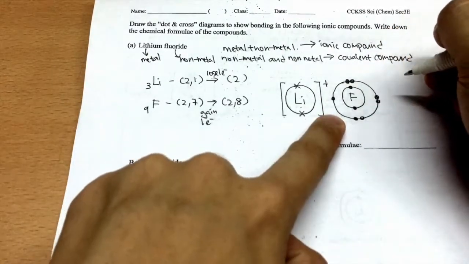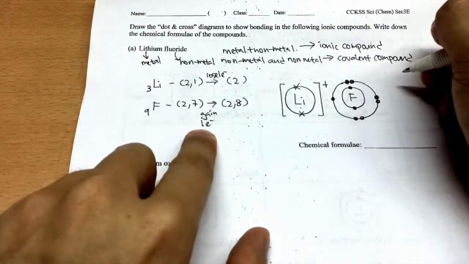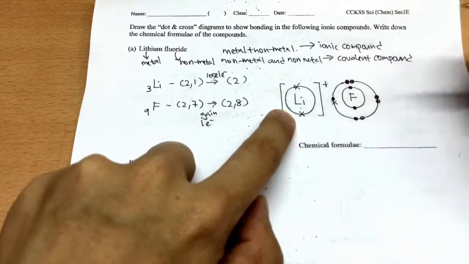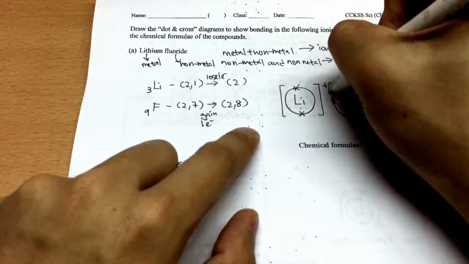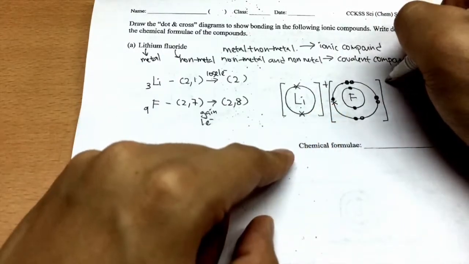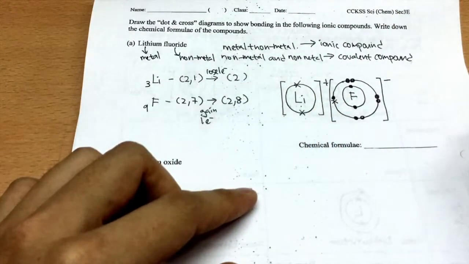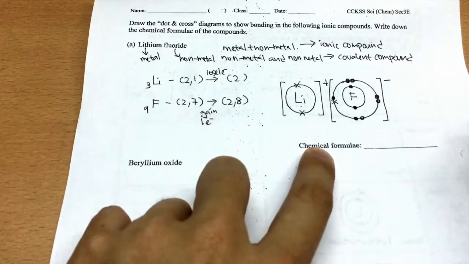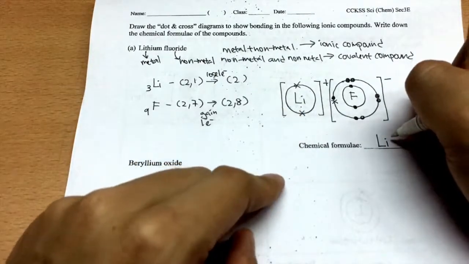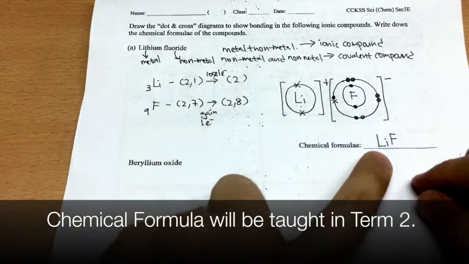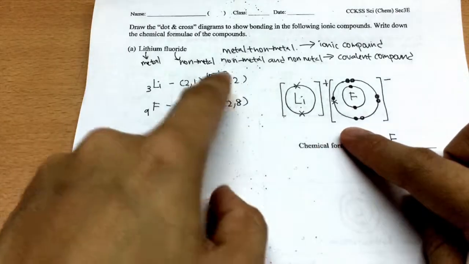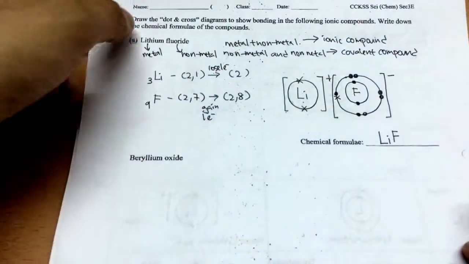In order for it to form a complete octet configuration, it has to gain 1 electron that comes from the lithium. Therefore, we should represent the electron with a cross. Again, ions have to be surrounded by square brackets. And since it gained a single electron, it will have a single negative charge. In order to write the chemical formula, we write the symbol of the metal first, followed by the symbol of the non-metal. So this is the chemical formula of lithium fluoride, and this is the dot and cross diagram of lithium fluoride. Let's do one more example.